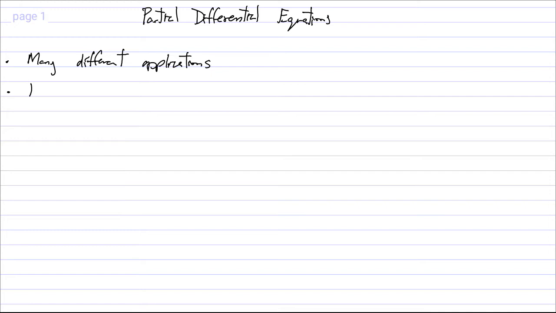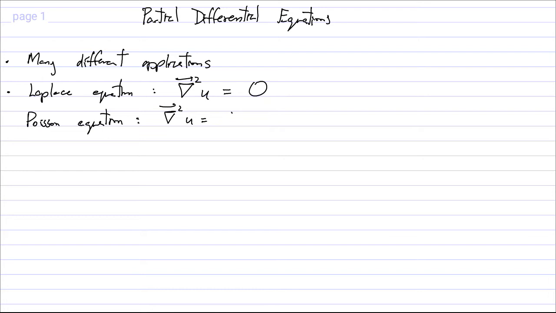I'll write them down and then I'll explain what the symbols mean. So this is commonly written like that. Then you have the Poisson equation, where this is equal to some function of the coordinates. Then you have the wave equation, which describes wave propagation.